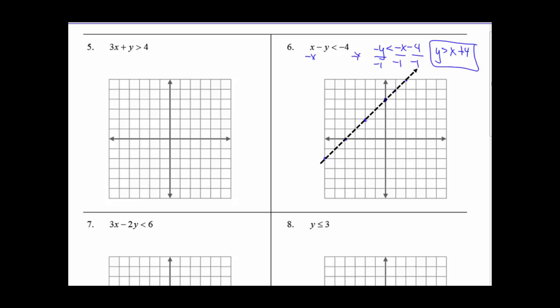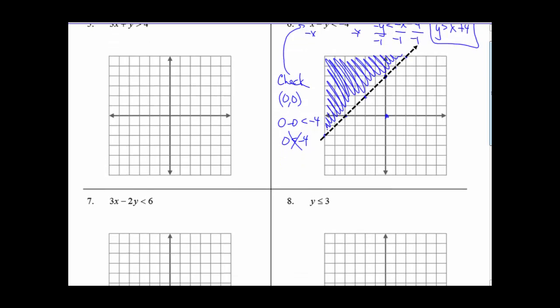Or again, if we're not sure where we want to shade, let's do our check. Again, the easiest point right there, because it's not on the graph, is 0, 0. So if we check 0, 0, plug in 0 back to the original equation, not our new equation. We're going to go 0 minus 0 is less than negative 4. Is 0 less than negative 4? The answer is no. So we aren't going to shade the side of 0, 0. We're going to shade the other way. So our graph will be above this line.